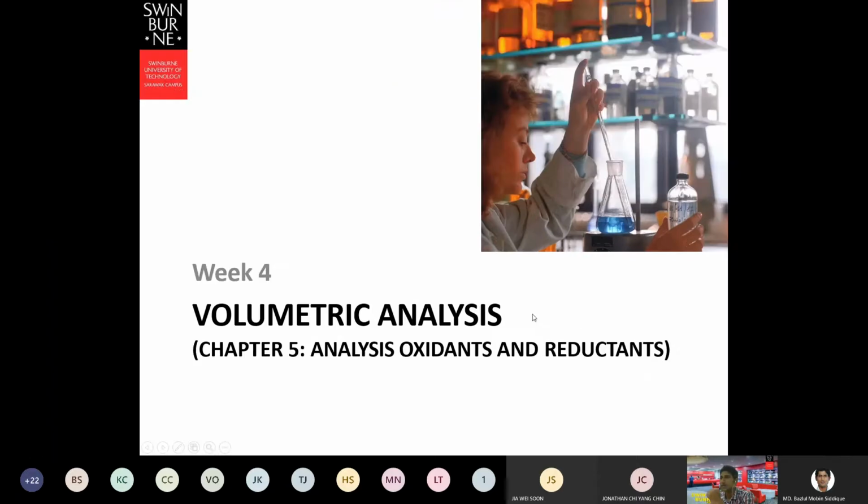All right. So for us, with this oxidation reduction reaction, we can also do the titration or try to find out the amount of acid or base involved in the reaction system.